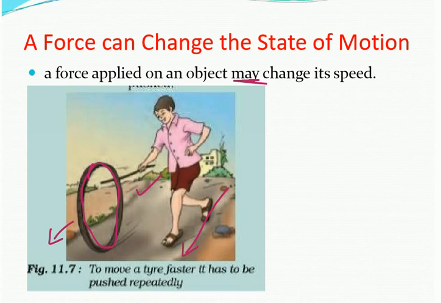This is all about the statement. So here the statement is trying to tell you that if an object is moving in one particular direction and in that same direction another force is applied, then the speed of the object may increase.